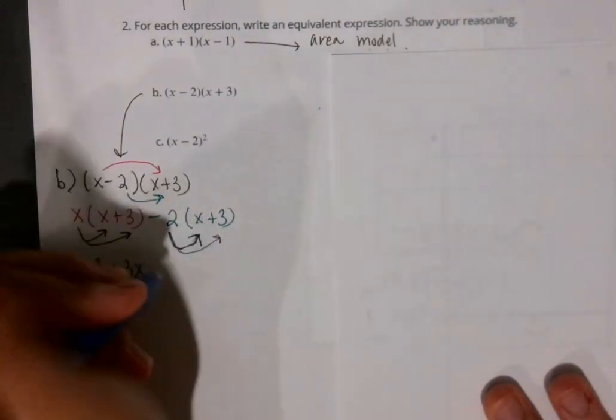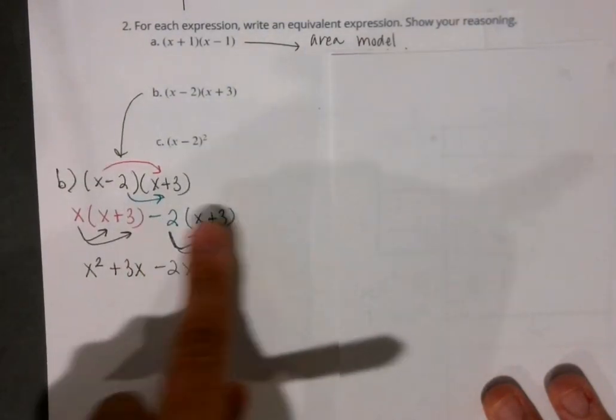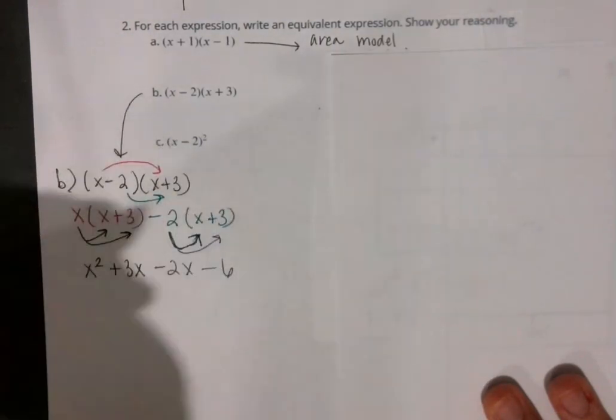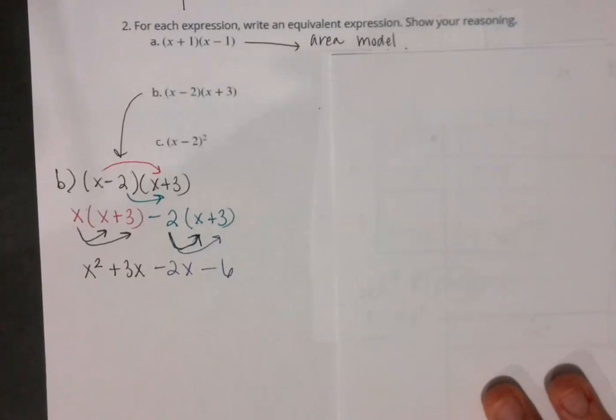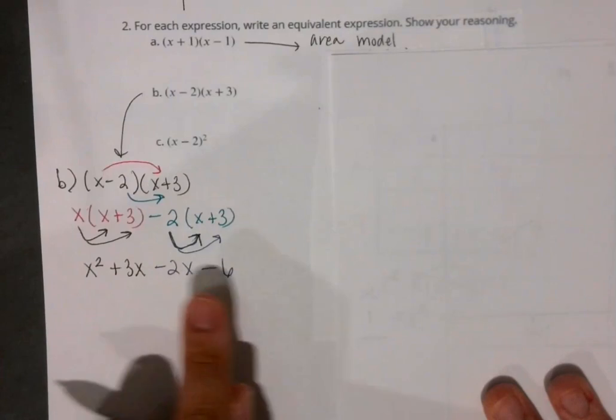Now we do have to be careful here because this is negative 2 times x, so negative 2 times x is negative 2x. And we also have to keep in mind this is negative 2 times 3. So negative 2 times 3, negative times a positive, is negative. So negative 2 times 3 is negative 6. And at this point, we combine like terms. So I have x squared plus 3x minus 2x minus 6.